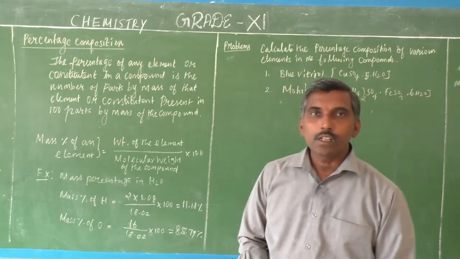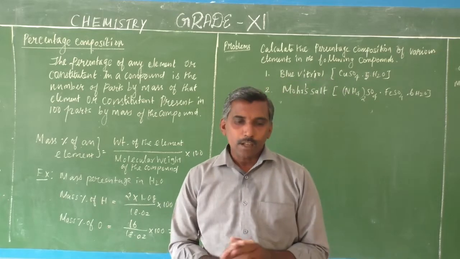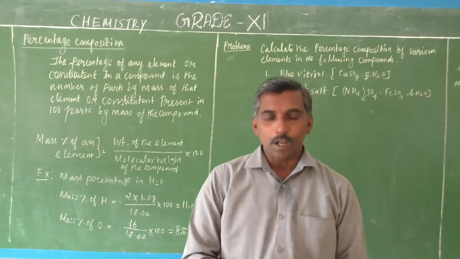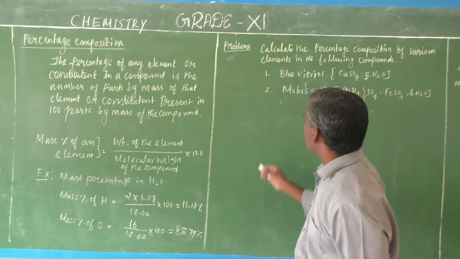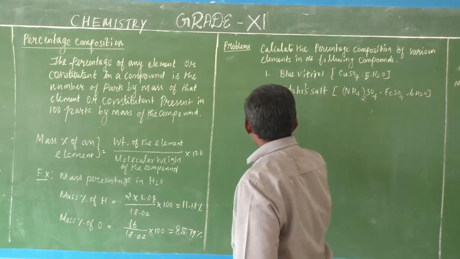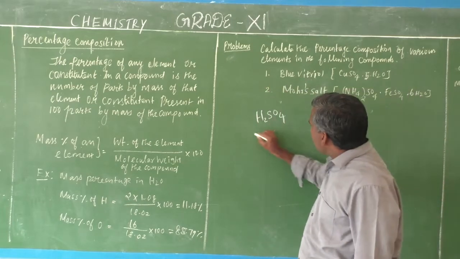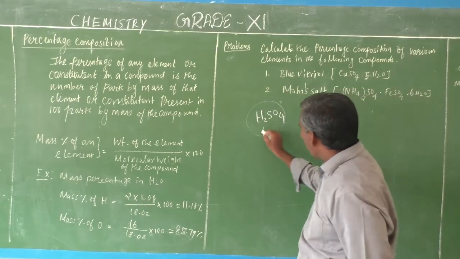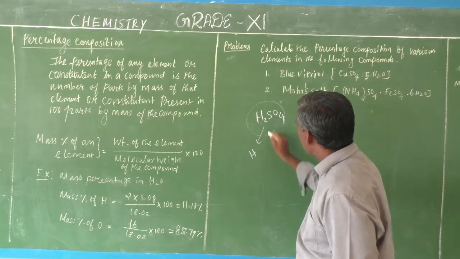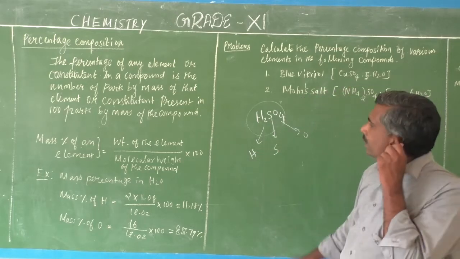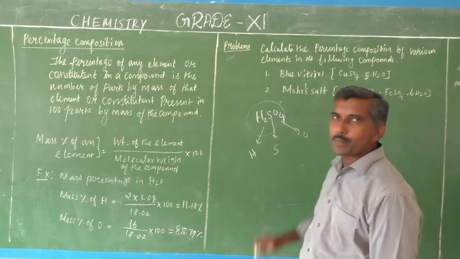Percentage composition. You know, what is the meaning of a compound? More than one element is chemically combined to form a compound. Suppose you consider this: sulfuric acid is a compound. In this compound, which elements are present? Hydrogen, sulfur, and oxygen are present.